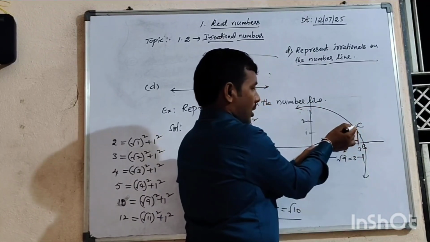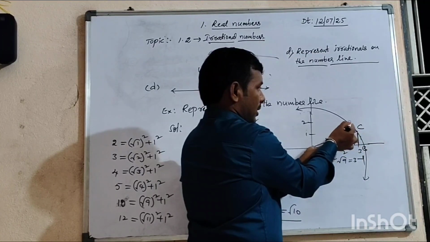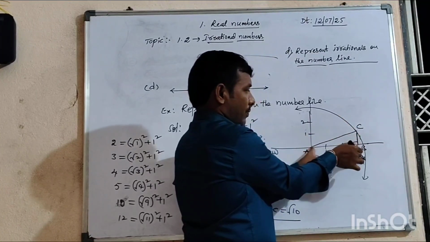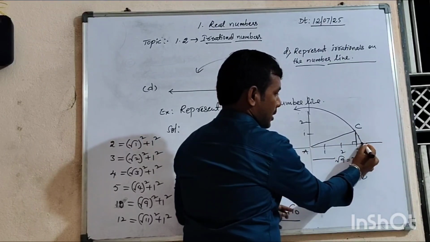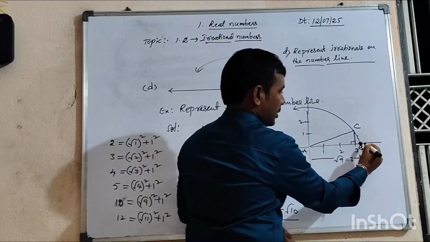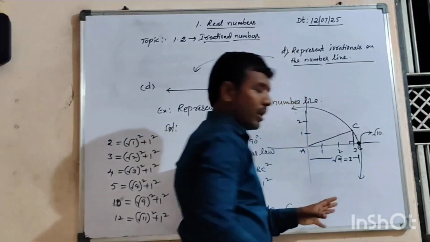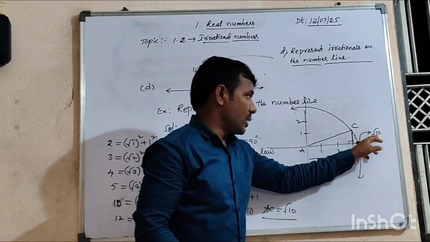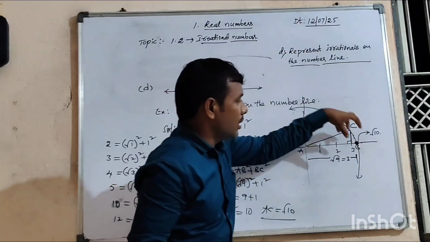Do you know how to draw? Take the compass. With the help of the AC length, you make an arc like this. This arc intersects the x-axis somewhere. See, it is intersecting this part now. I am making a star symbol like this. This is what we generally take as root 10. Root 10 is an irrational number. We represented it on the number line with a little bit of work.